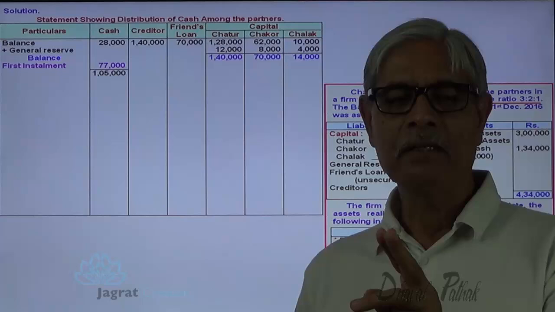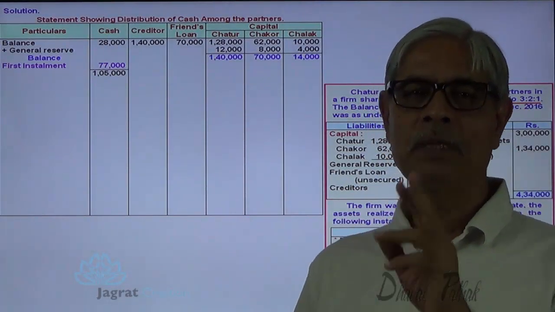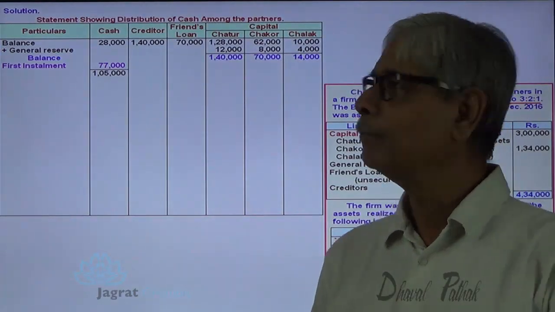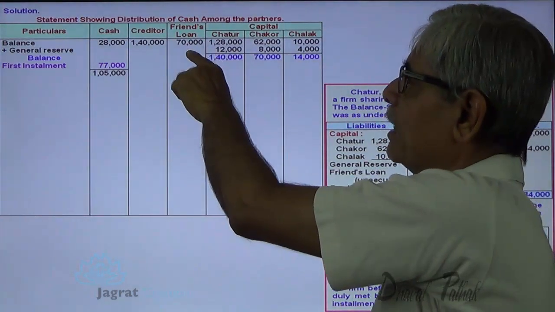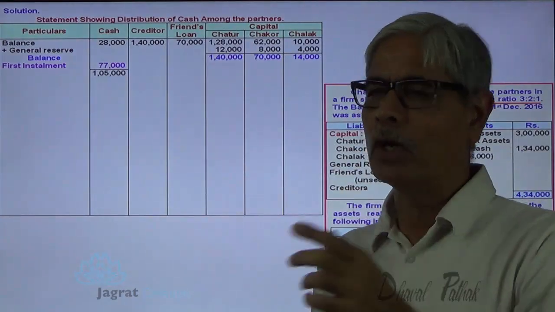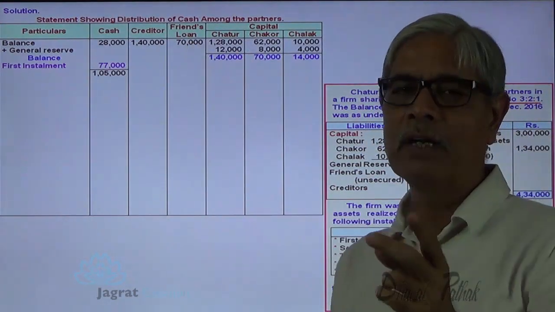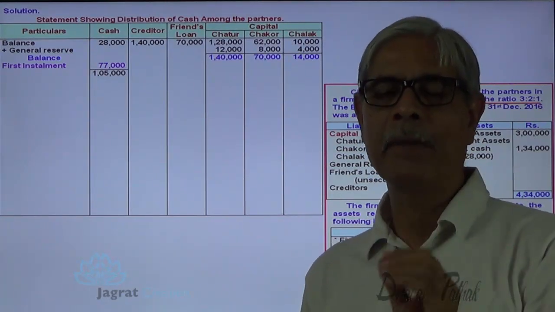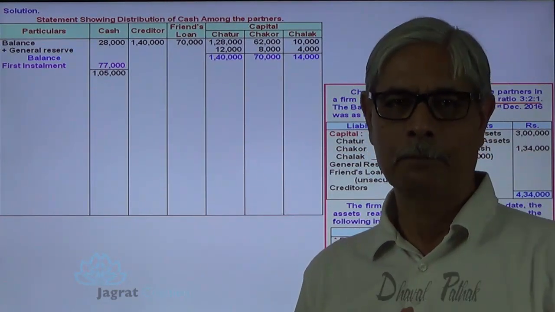They are to be paid pari passu, which means in proportion of their claim. So here the creditors and friends loan will be paid in the ratio of 2:1, because 72s are 140. So 2:1 is the ratio for their claim against the company. So they will be paid in proportion of their claim, first thing.